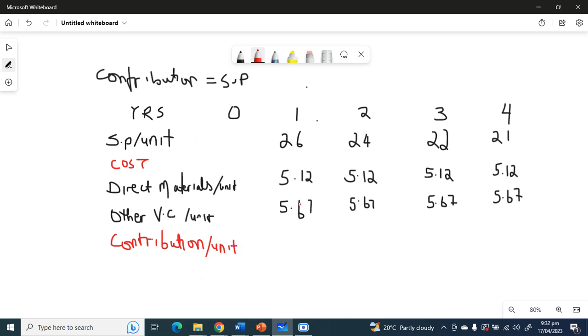So what we're going to do, we're going to add 5.12 plus 5.67. That amount we get, we deduct it from 26. So we can get our calculators. In your calculator, just put it like this: 26 minus 5.12 plus 5.67. All right, 15.21.